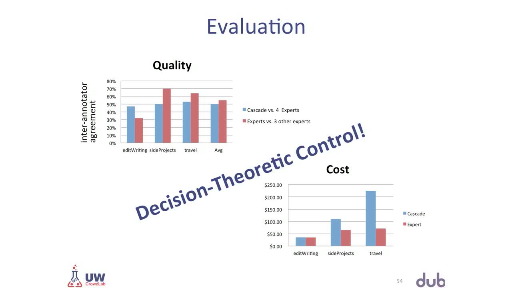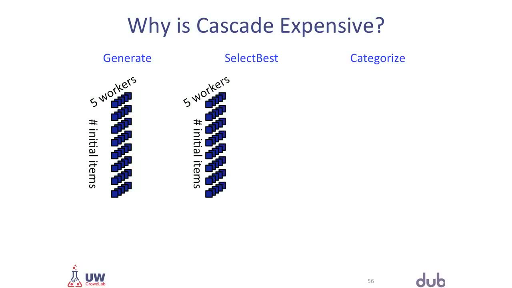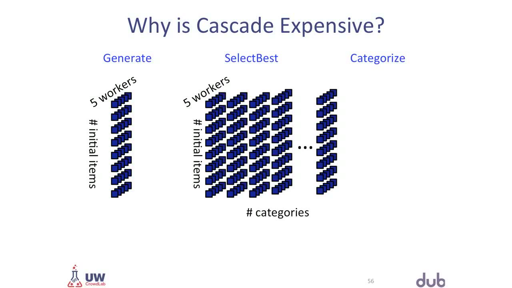And so naturally we can come back and say, can we optimize this process? So the first step is thinking, what exactly is making Cascade expensive? It's not so much the generate tasks, but the select best tasks, we have to execute it a whole lot of times, because basically with Lydia, she was doing a majority vote of 5 workers. There's a number of initial items, a number of categories. There's a lot of jobs going out.